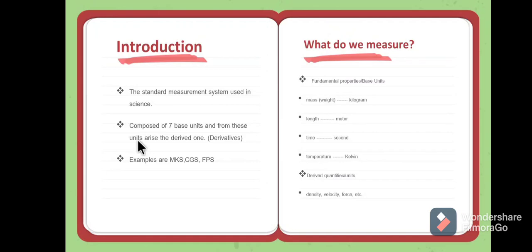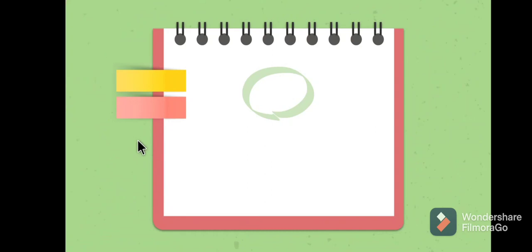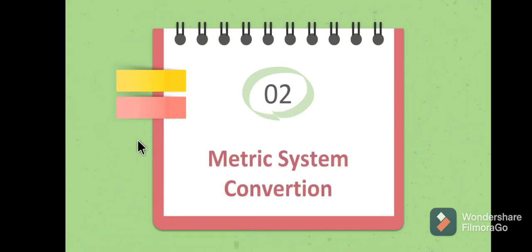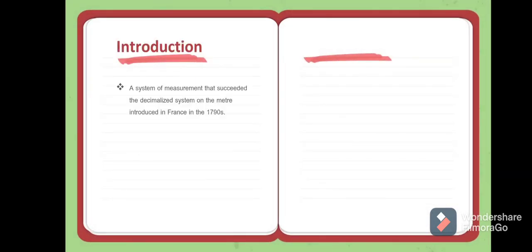We're now moving into the next lesson. The next lesson is metric system conversion. What is a metric system conversion? It is a system of measurement that succeeded the decimalized system on the meter introduced in France in the 1790s. The historical development of this system culminated in the definition of the SI units, which we discussed a while ago.